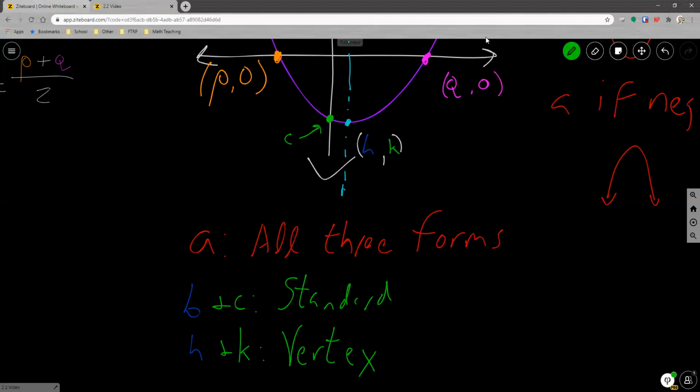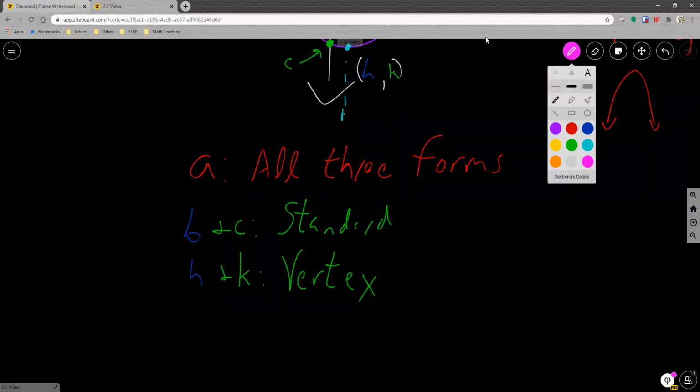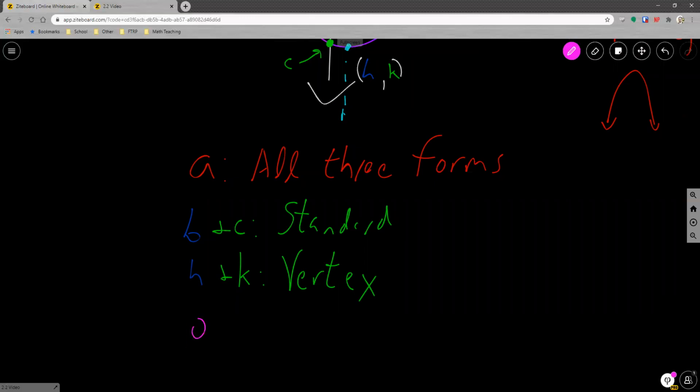And then finally, my last two, the new ones that we learned about today, P and Q. I think I just reversed those, didn't I? Let's keep it consistent. P and Q are values that specifically show up in intercept form.